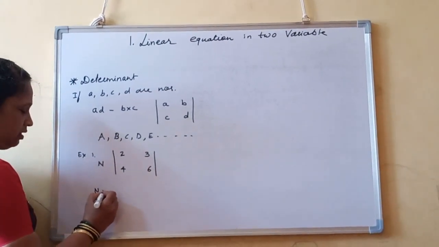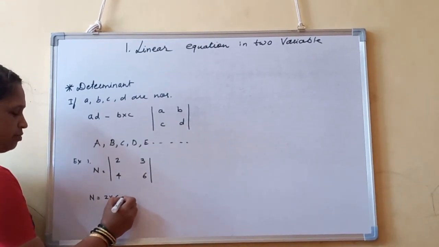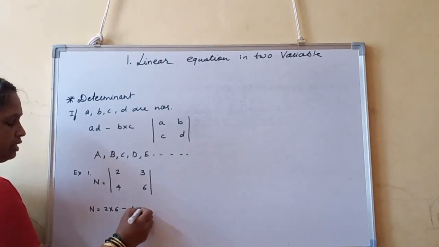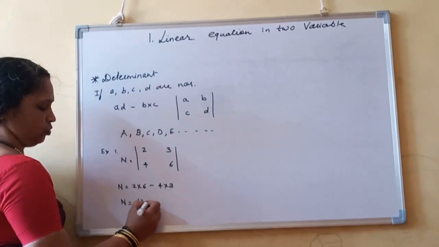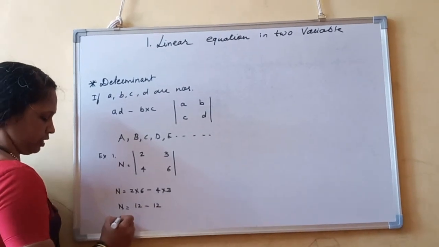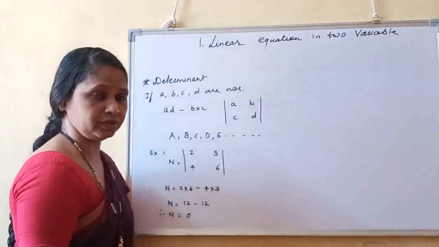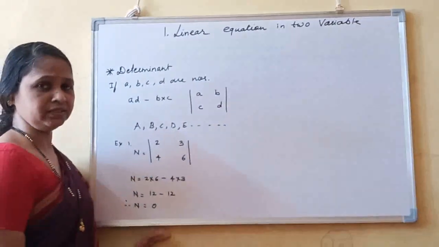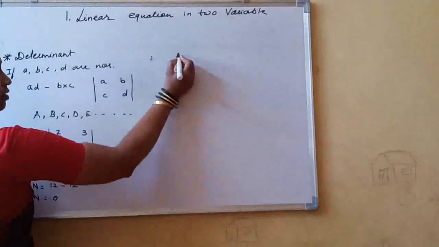So n is equal to 2 into 6 minus 4 multiplied by 3. This n is equal to 12 minus 12. So therefore n is equal to 0. Now you have to simplify the determinant in this way. Now let's take one more example.